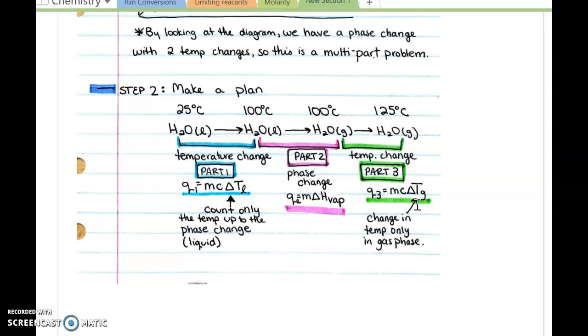Since those two are different, I need to split this problem up. So I've got a part 1, a part 2, and a part 3. Now, part 1 and part 3 we have seen before, okay? Part 1 is kind of like number 4, but backward. And number 3 is just like part 3. So, let's get on to it here.